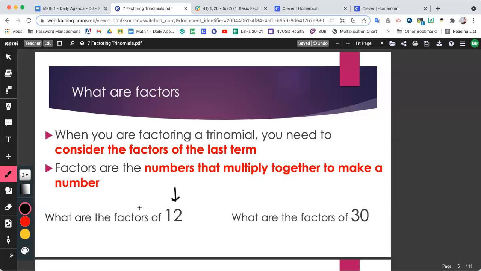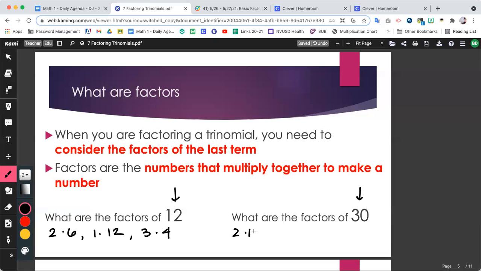Okay, what are the factors of 12? 6 and 2. Okay, so we have 2 and 6. You said 1 and 12. 3 and 4. Okay, so again, you're going to need these because we're going to be using one of those as an option later.